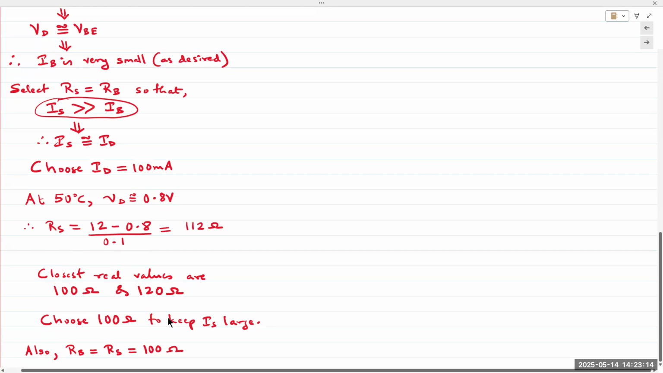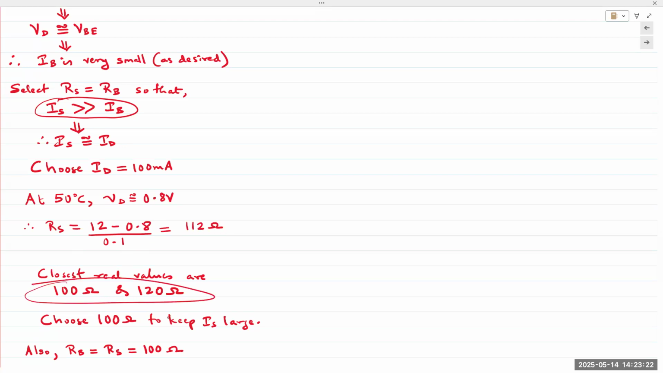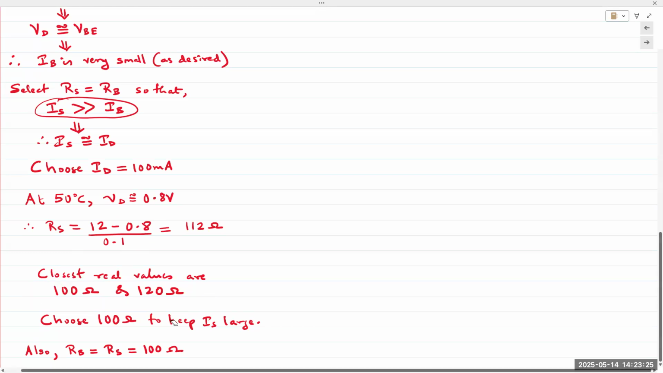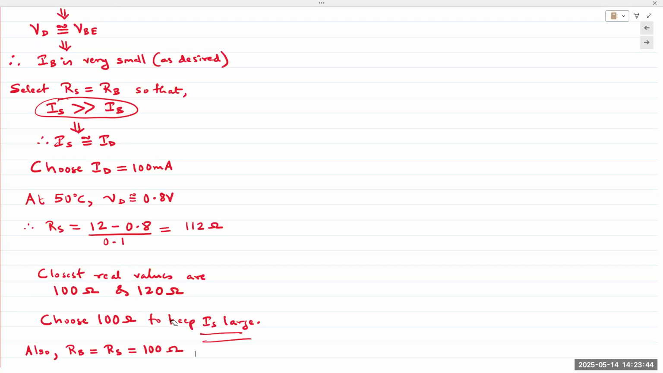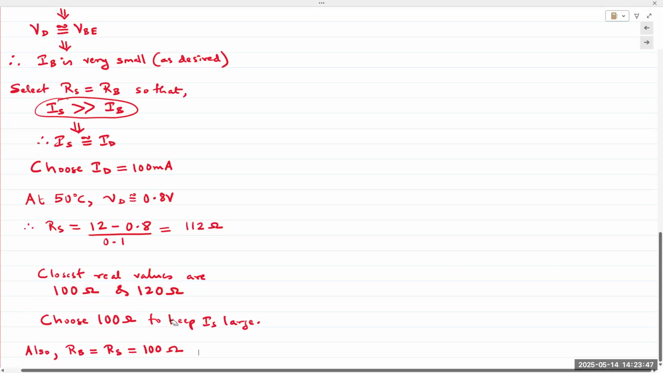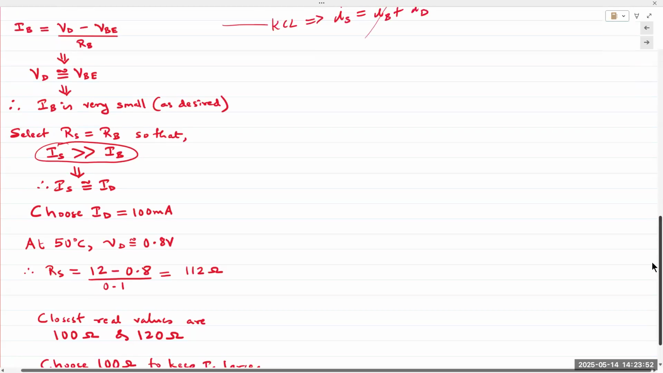Now, in real life, we do not have a resistor with 112 ohms. Closest are 100 and 120. If you choose 120, a larger resistor, current is small. If the current is small, then maybe the diode voltage drops, so it's no longer within our tolerance at 50 degrees C. So instead of that, we choose a smaller resistor so that IS is large. If IS is large, then our diode voltage would be closer to our desired value. So RB and RS are 100 ohms.